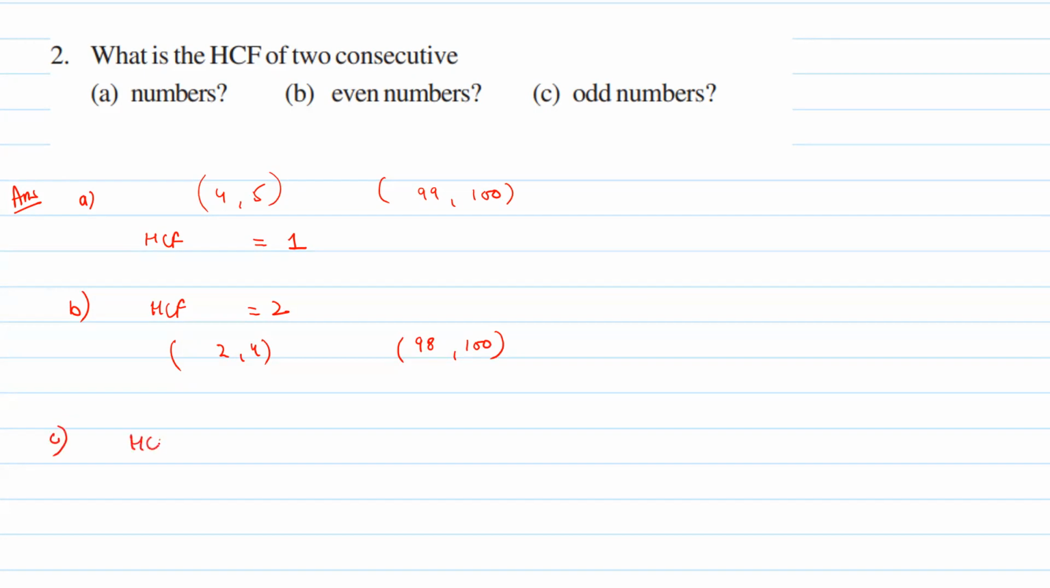Next is two consecutive odd numbers. It will always be 1. Let's take 3 and 5, 9 and 11.